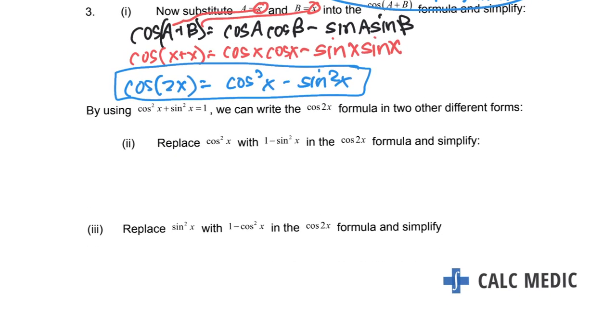Now it says, by using cosine squared x plus sine squared x equals 1, we can write cosine 2x in different forms. So it says replace cosine squared with 1 minus sine squared. So it's saying, okay, instead of cosine squared, we're going to plug in a 1 minus sine squared here. So let's see what that does. Again, this is using our Pythagorean identities to rewrite.